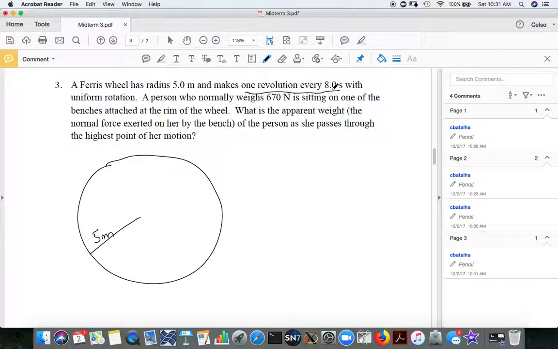So you need velocity or speed to solve this problem, but speed is not given. What's given is revolution and time. So we have to derive speed from there. But let's keep reading. A person who has a weight of 670 newtons is sitting in one of the benches attached to the rim of the wheel. What is the apparent weight? And here it is explained: the weight is the normal force exerted on the person by the bench as she passes through the highest point.